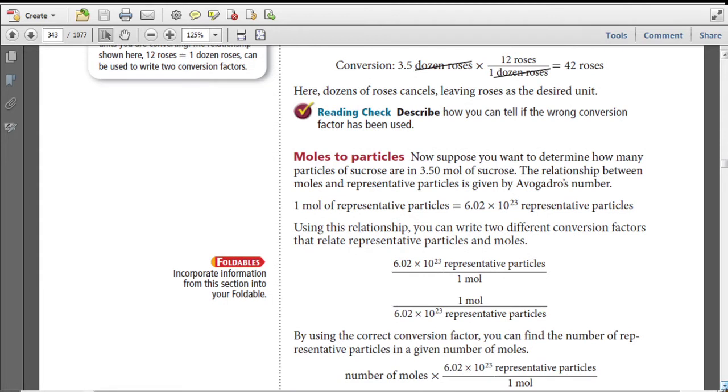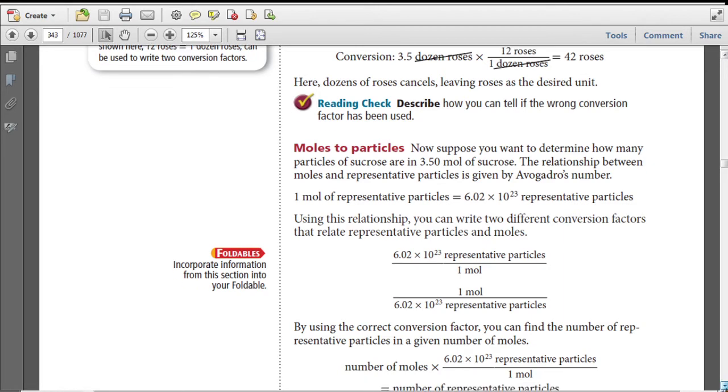Now suppose you want to determine how many particles of sucrose are in 3.5 moles of sucrose. The relationship between moles and representative particles is given by Avogadro's number, in that 1 mole of a representative particle is equal to 6.02 times 10 to the 23rd of those representative particles. Using the relationship, you can write 2 different conversion factors that relate representative particles and moles.